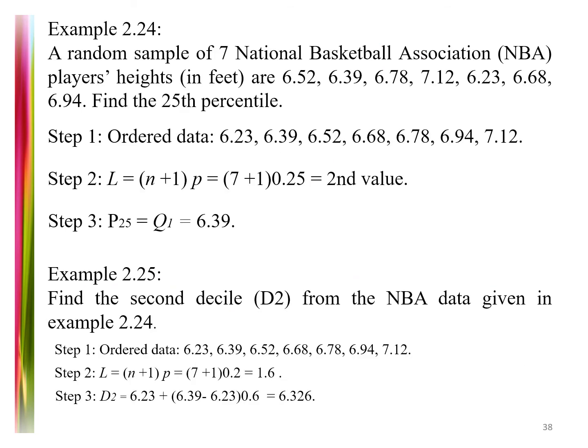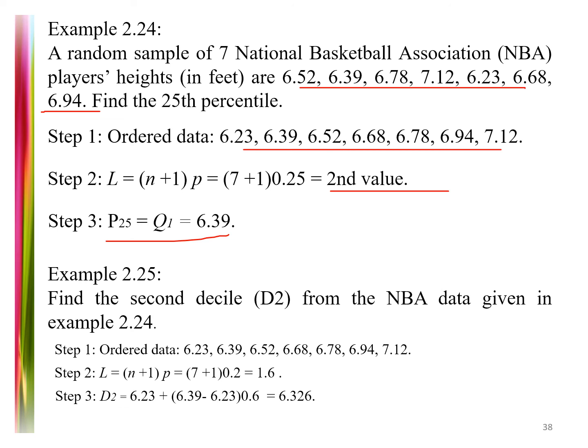Alright, so this is a simple example. A random sample of 7 NBA players' heights is given here. Find the 25th percentile. So just rearrange this data in increasing order. Next, calculate the location. (7 plus 1) times 0.25 is the second value. So that means Q1 is 6.39.